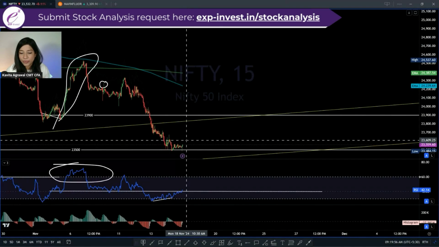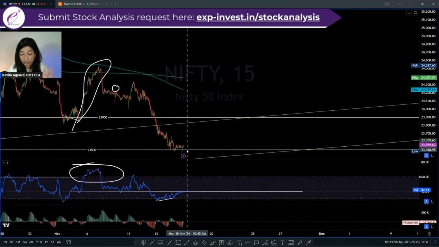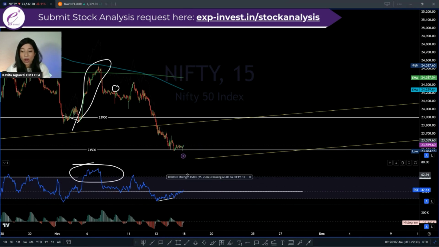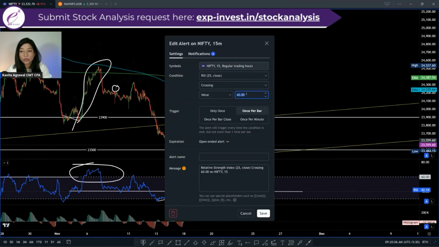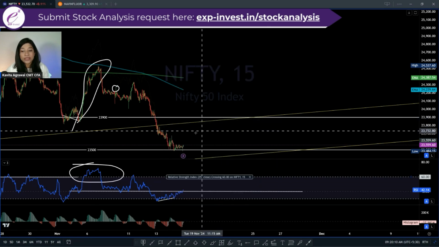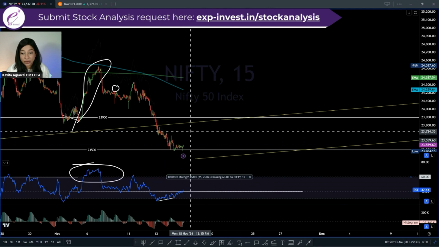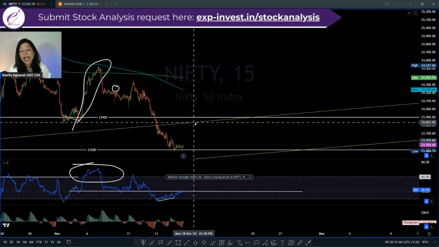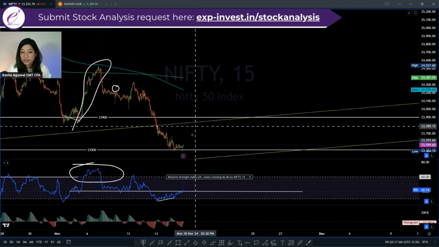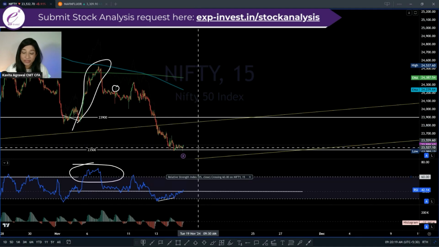Let's go back to the RSI analysis or the Nifty 15-minute chart analysis. There is a positive divergence for sure. What I have done is set an alert on the level of 60 on the RSI 15-minute time frame. I do expect a small relief rally here. The trend line would act as an immediate resistance as long as 23,500 is not breached.